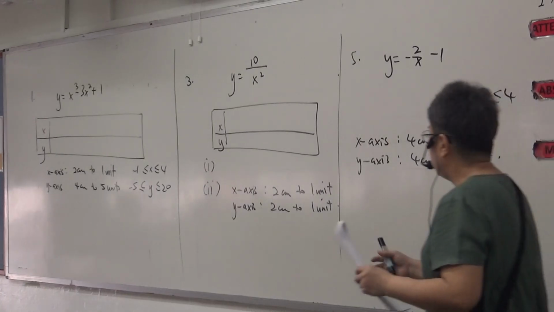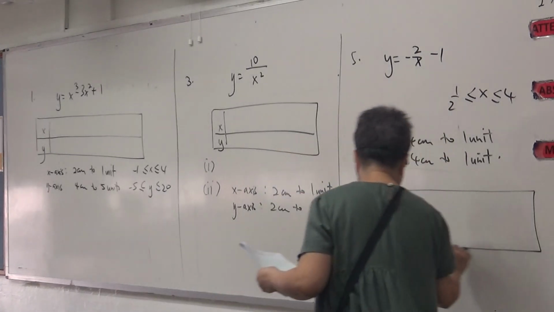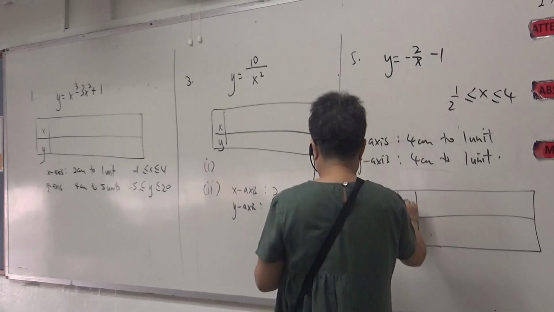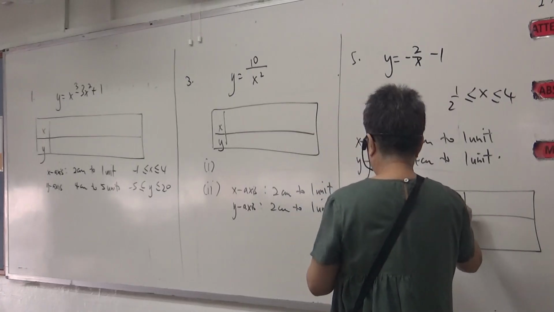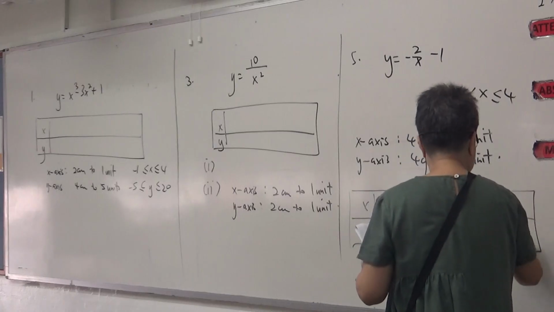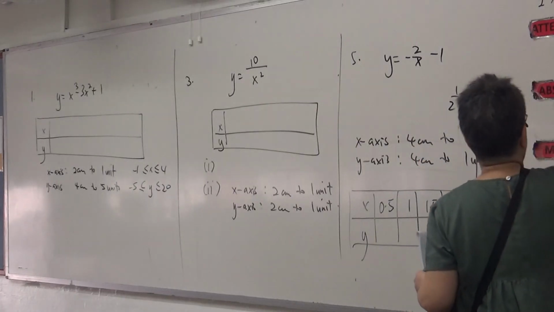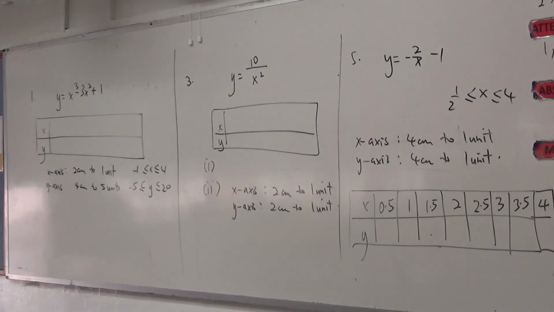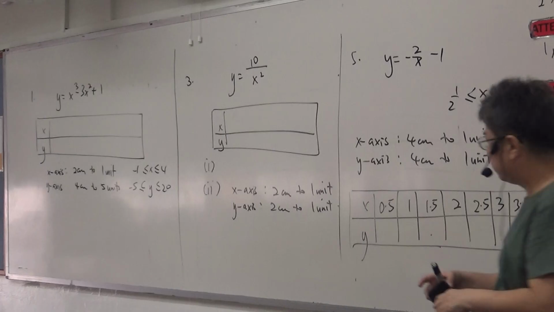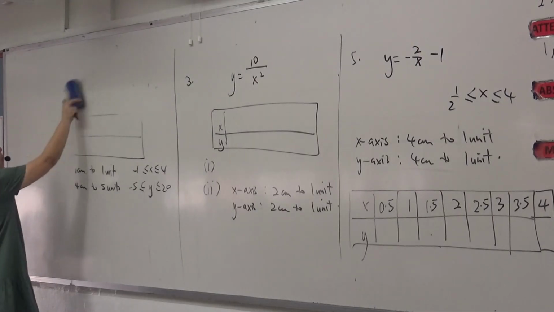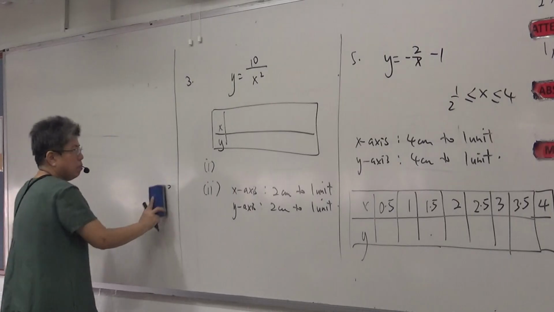Is that clear? Now I'm going to come up with the table for you because you need all these points in order to draw a nice curve. 0.5, 1, 1.5, 2, 2.5, 3, 3.5, and 4. You need to fill up all the space. Okay? This is third graph paper. The fourth graph paper.